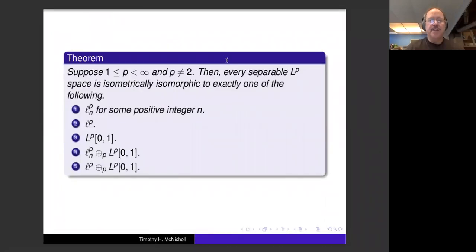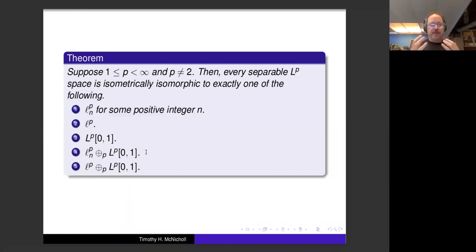Now, with that set up, we get this classical theorem I've seen attributed to Gräfendorf. It goes like this. Suppose p is at least one, finite, and not two. Then the separable L^p spaces are the following. They can be just l^p n for some positive integer n, little l^p, L^p[0,1], or an l^p sum of two of those three. In particular, I can take little l^p plus L^p[0,1], or little l^p n plus L^p[0,1]. And so every separable L^p space is isometrically isomorphic to exactly one of these spaces.